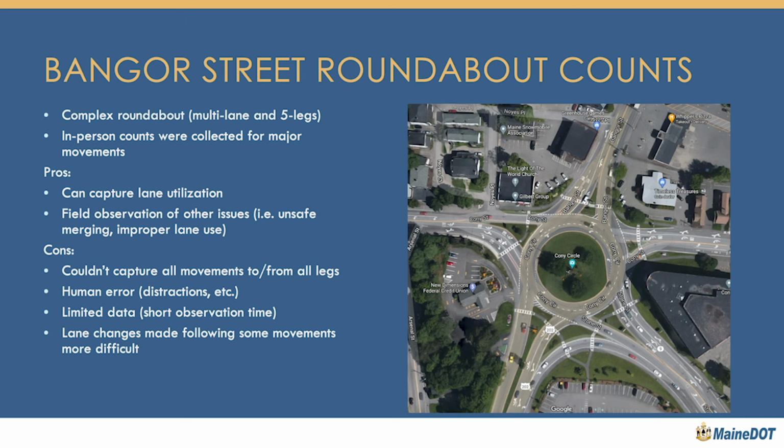But there's also a lot of cons, including not being able to capture all of the movements to and from the intersection legs, general human error in the amount of distractions out in the field, limited collection of data due to short observation times, and difficulties following movements of vehicles through the roundabout due to vehicles making unexpected lane changes. We use StreetLight origin destination analyses to supplement our collected data at this intersection and better understand the traffic movements through the intersection.